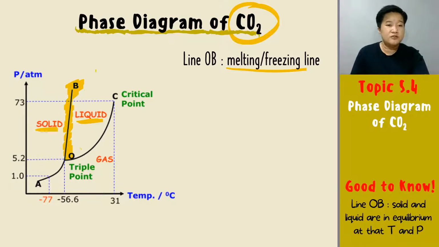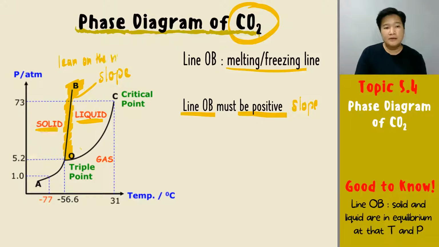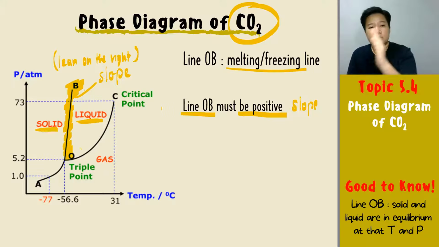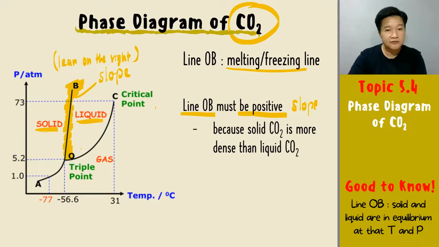And this line or this slope over here must be a positive slope in your carbon dioxide. Your line OB must be a positive slope. Alright, it must be positive, which means it's increasing. And it's increasing, leaning to the right. Positive slope means your line will lean to the right. Okay, that is a positive slope, moving towards the right. Okay, and why must your line OB be positive? Because your solid carbon dioxide is more dense than the liquid carbon dioxide.